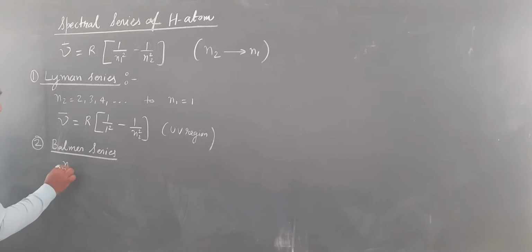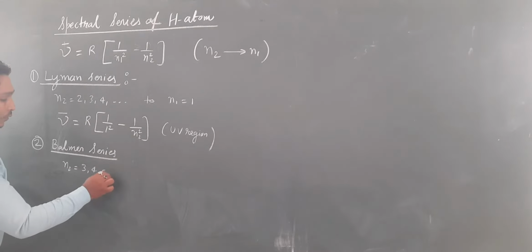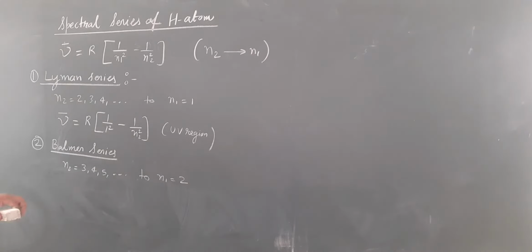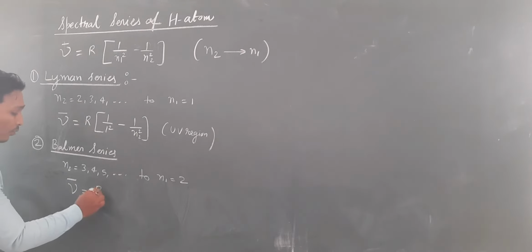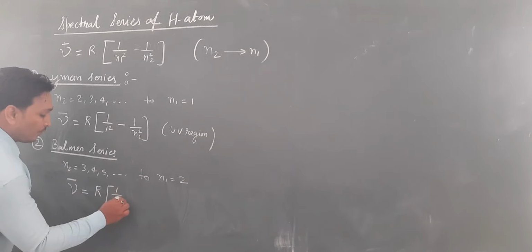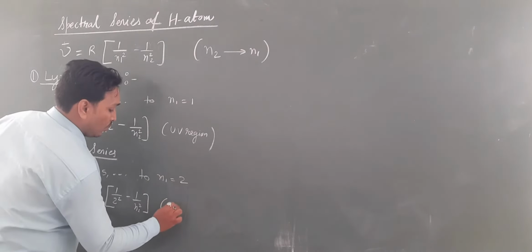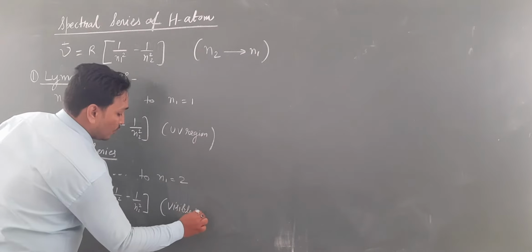Second series we get is Balmer series. In this, transitions take place from 3, 4, 5, and so on to n is equal to 2. From higher energy states, electrons are getting transferred into the second orbit. In this case, nu bar is given by the Rydberg constant, 1 upon 2 square minus 1 upon n2 square. n1 is fixed, but n2 is not fixed, and this one belongs to visible range. Is it clear?